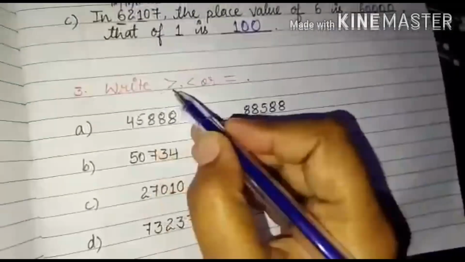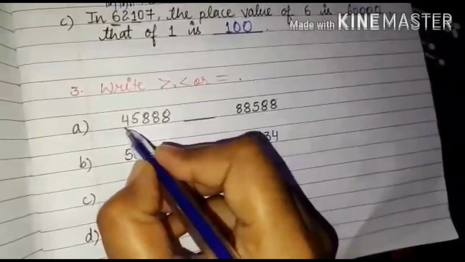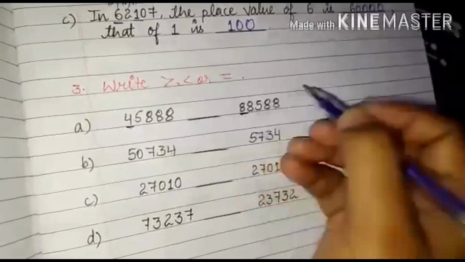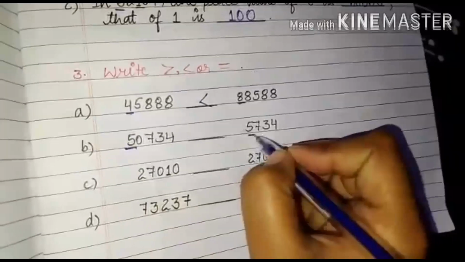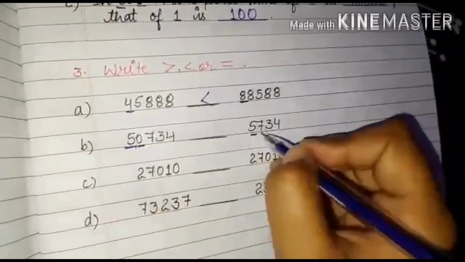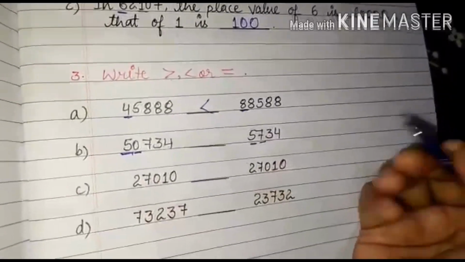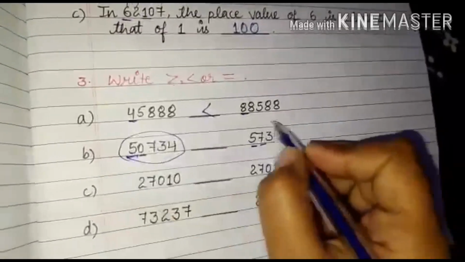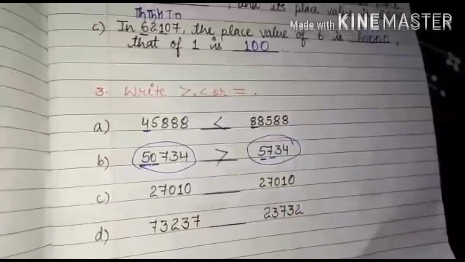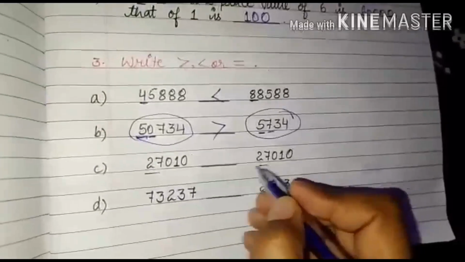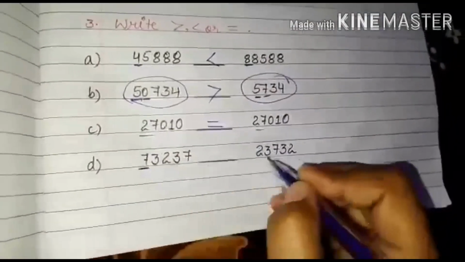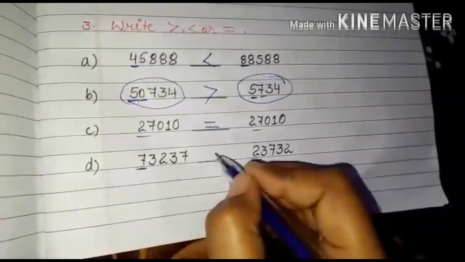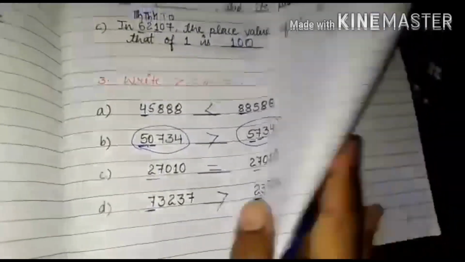Next question, write greater than, less than or equal to. So starting with the first digit, 4 and 8. So what will be greater? 8 will be greater. Starting with the first digit in the second question, 5 remains same. 0, 7. Oh, I forgot one thing. It is a 5-digit number and it is a 4-digit number. So hopefully this will be greater. Next is 2, 7, 0, 1, 0. So it is equal. Now again, starting with the first digit. So 7 is greater. So this number will be greater. Coming to the next question.